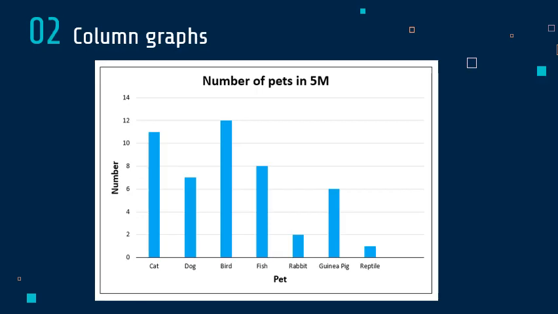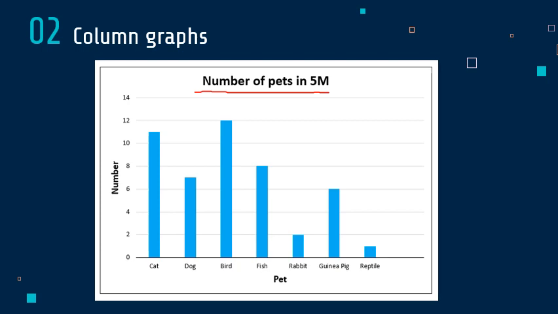Okay, now onto column graphs. Here we've got number of pets in 5M. Now, it's interesting, this graph, because you might think number of pets, oh, okay, so this is how many students have cats and how many have dogs. Well, actually, the title of the graph is saying number of pets. So a student might have 5 dogs or 3 cats. So it's really just asking students how many pets of each of these kinds they have, and then just adding them up in each of the columns.